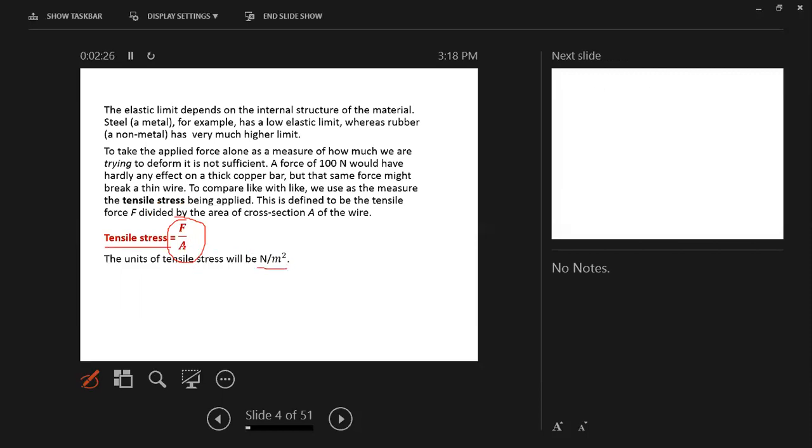But again, we cannot say the unit is Pascal. Remember, in pressure, when we divide force by area, we find the pressure. But the SI unit of pressure was Pascal, and we were using Pascal instead of Newton per meter square. So in order to not have any confusion, we are just going to use Newton per meter square as the unit of tensile stress. Tensile stress depends on the force divided by the cross-sectional area of the object.